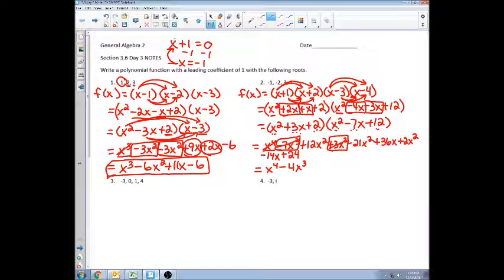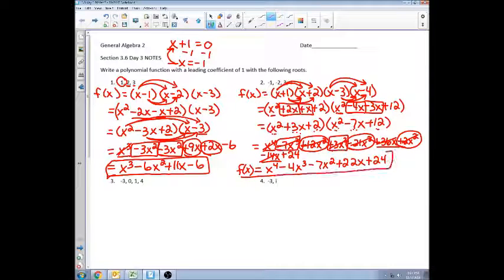I now have positive 12x squared minus 21x squared plus 2x squared. So 12 minus 21 would be negative 9, plus 2 would be negative 7x squared. Now I have positive 36x and negative 14x, so 36 minus 14 would get me 22, so positive 22x. The final piece is the positive 24 all by itself, and we are good. That would be our answer right here.